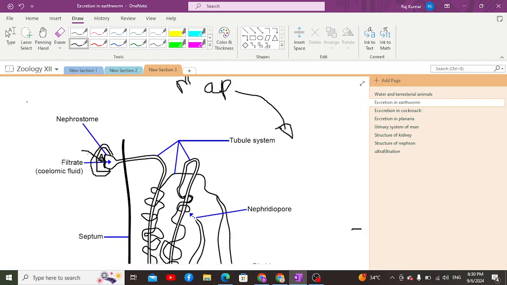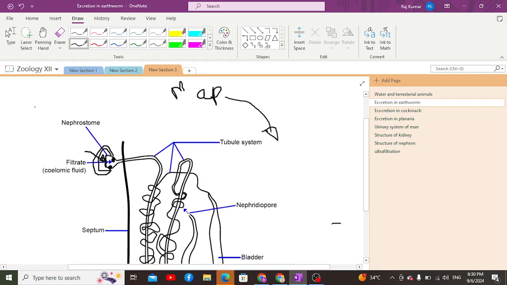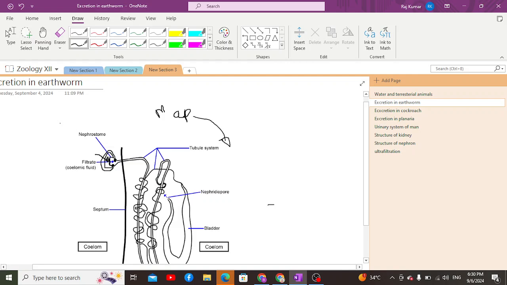Such that the coelomic fluid is filtered, with selective reabsorption of the excretive products such as urea. At that moment the products which are absorbed over here are passed through the nephridiostome into the tubular system.